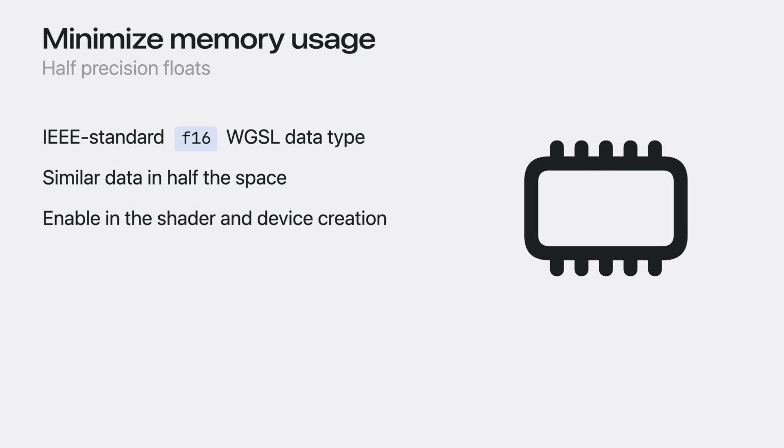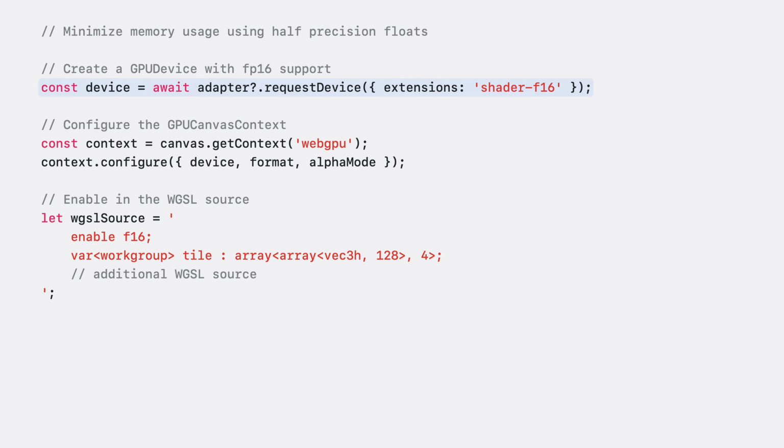To use half-precision floats, you'll need to enable them during device creation and in your WGSL code. Let me show you how to do that with a quick code example. First, enable the shader F16 extension in the call to request device, and in the shader, add the enable F16 statement. Then you can use F16 scalar and vector types along with all the 32-bit types like before. And even if you just store the data in half precision and immediately unpack to F32, you'll still get a lot of memory benefit to avoid getting your app terminated due to memory pressure.